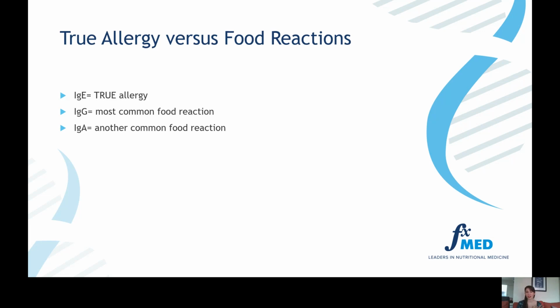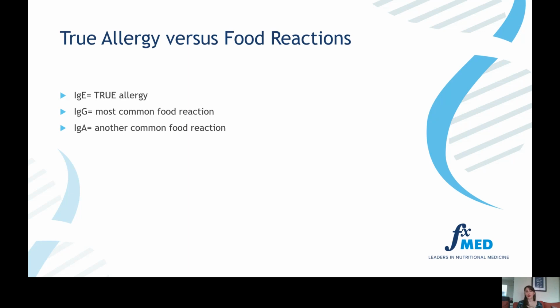And then we have IgG, so immunoglobulin G. This is the most common type of food reaction. It's not an allergy, but it does produce a reaction in the immune system, which makes IgG. And IgG is the most common type of food reaction. It has an incidence of about 80% in the population in some tests and surveys, and so the vast majority of people have or will have an IgG reaction in their lifetimes.